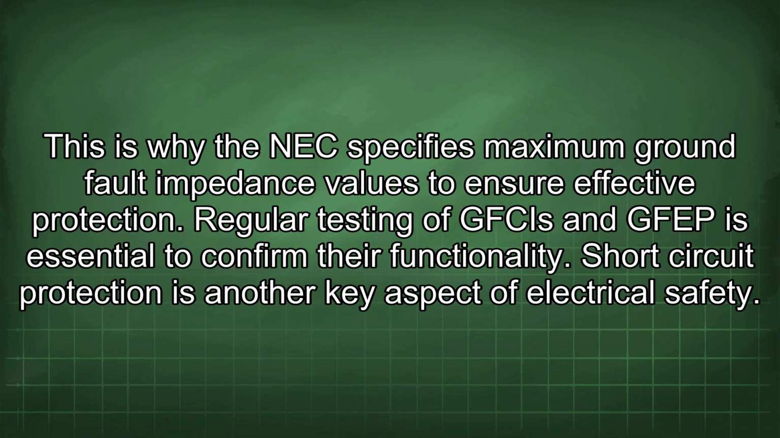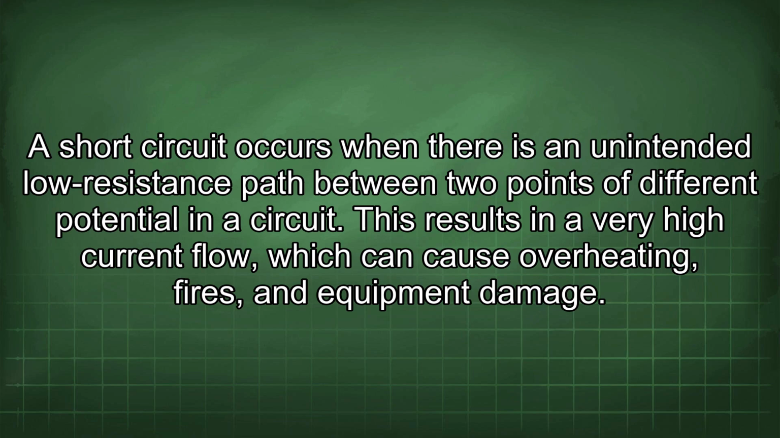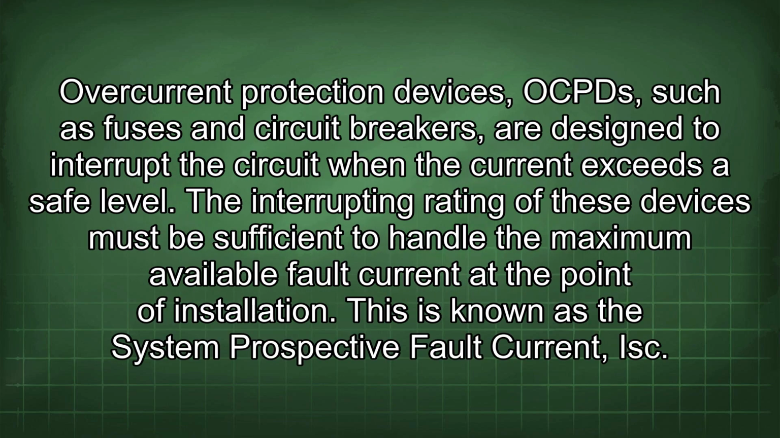Short circuit protection is another key aspect of electrical safety. A short circuit occurs when there is an unintended low resistance path between 2 points of different potential in a circuit. This results in a very high current flow, which can cause overheating, fires, and equipment damage. Overcurrent protection devices, such as fuses and circuit breakers, are designed to interrupt the circuit when the current exceeds a safe level. The interrupting rating of these devices must be sufficient to handle the maximum available fault current at the point of installation. This is known as the system prospective fault current, ISC.